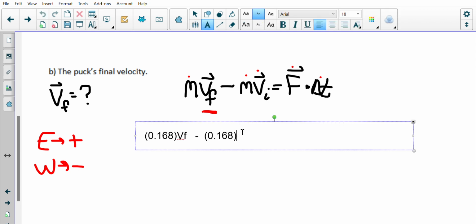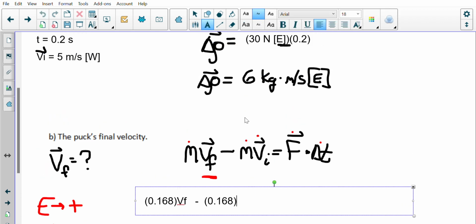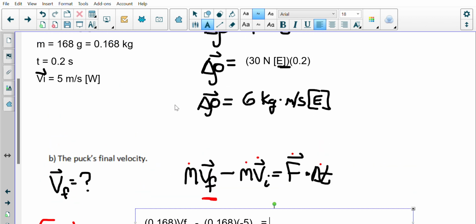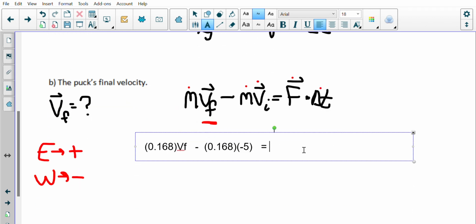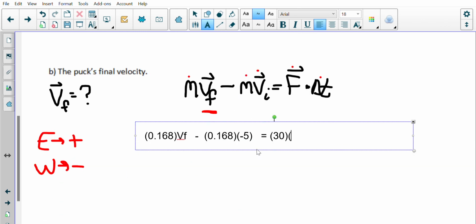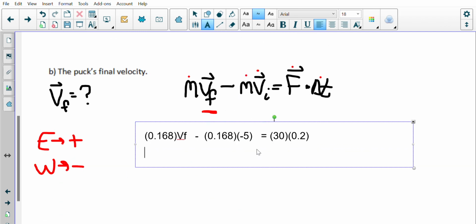Our initial velocity was 5 meters per second west, so I'm going to plug in a -5 here. Our force was 30 newtons east, so I'm going to put in a positive 30, because I said east was positive. And our time, let me look that up again, is 0.2 seconds. Let's put that in there.